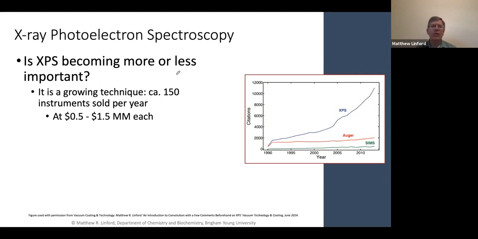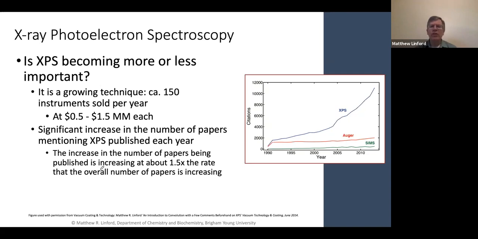And you should also consider that each of those 150 instruments, more or less, costs between $500,000 and $1.5 million. So these are expensive pieces of equipment, and we're going to look at some of this equipment in just a minute. There's also been a steady and significant increase in the number of papers mentioning XPS every year. In fact, that's a little bit of a problem, as we're going to see later in this presentation. The increase in the number of papers being published is about 1.5 times the rate of the increase in publications in general.